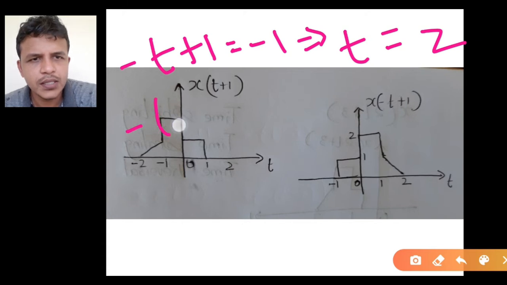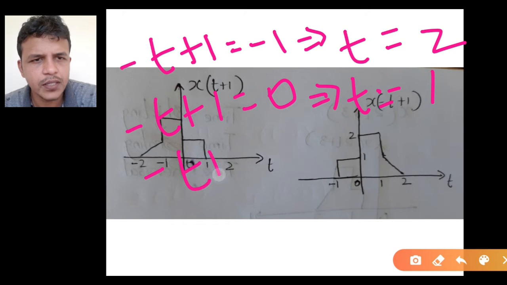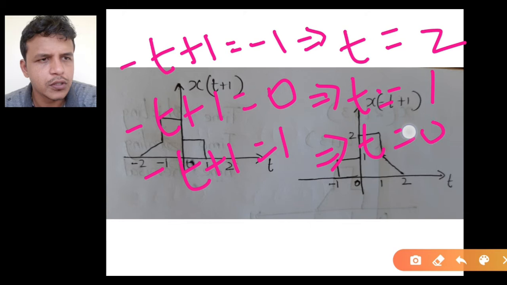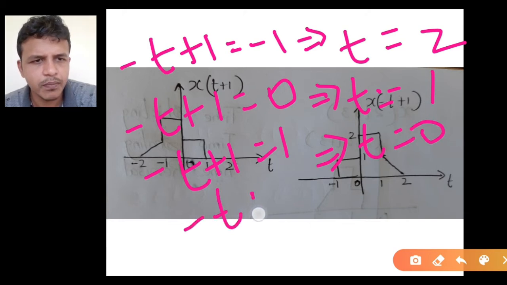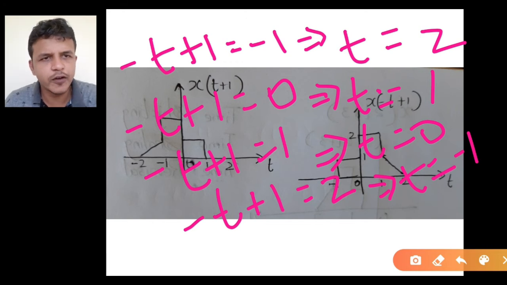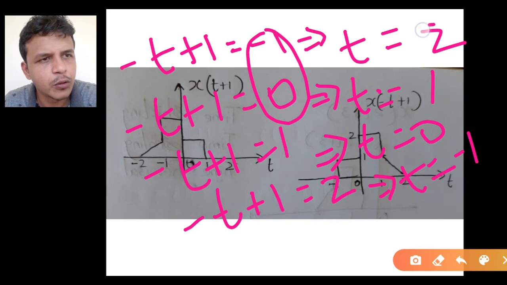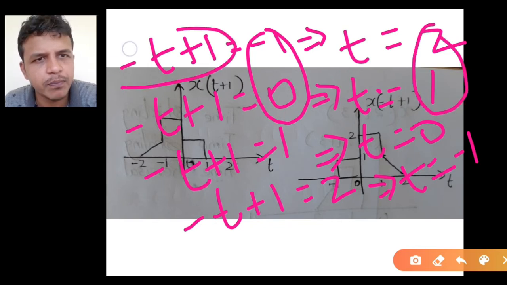Then minus t plus 1 equal to 0 implies t equal to 1. Minus t plus 1 equal to 1 implies t equal to 0. Minus t plus 1 equal to 2 implies t equal to minus 1. Which means what happened for x of t between minus 1 and 0 should happen between 2 and 1 for x of minus t plus 1.